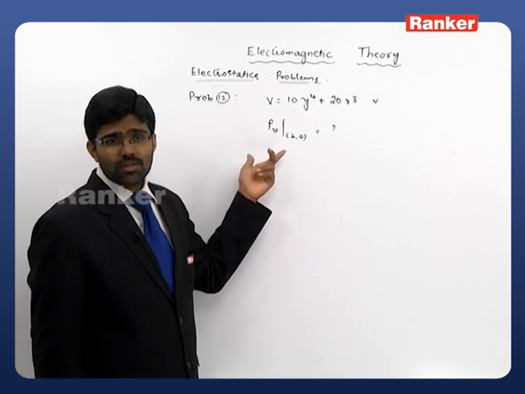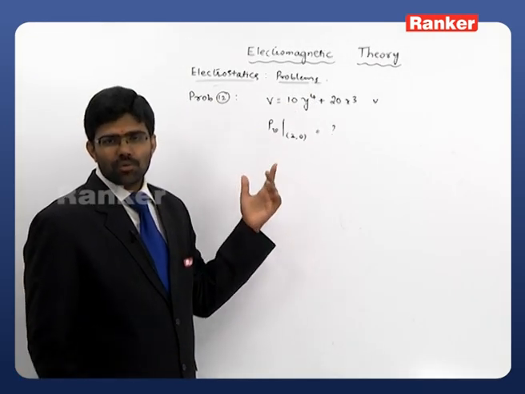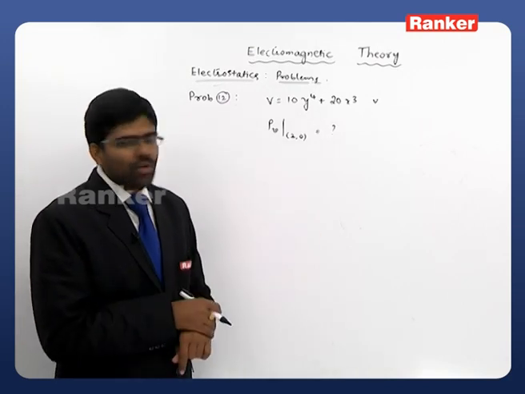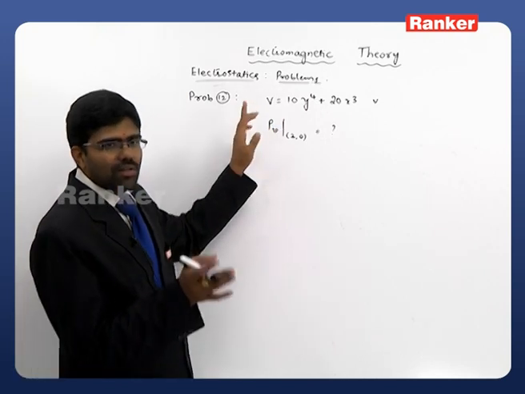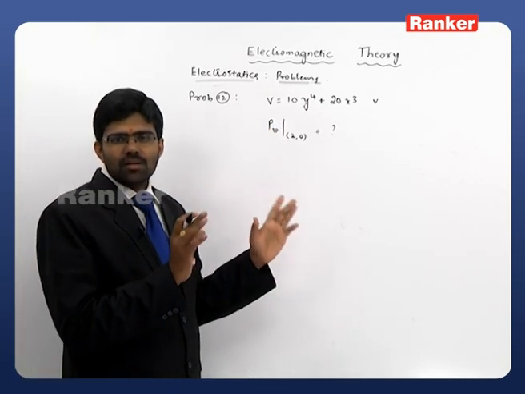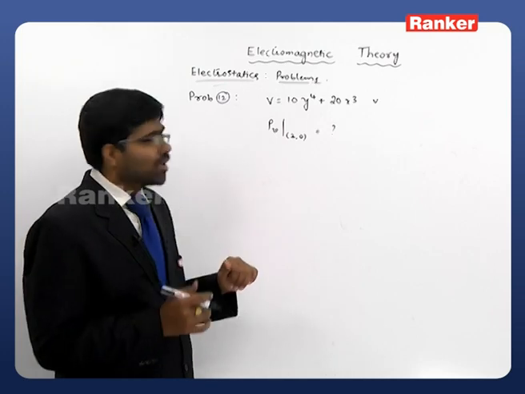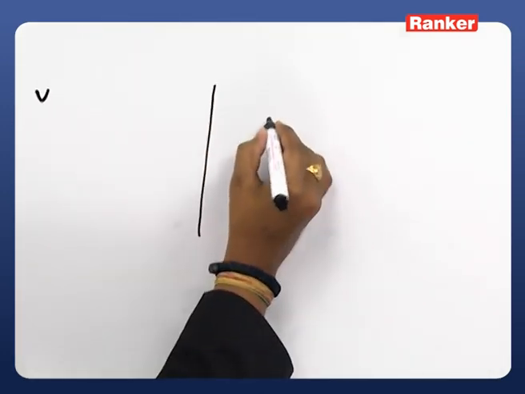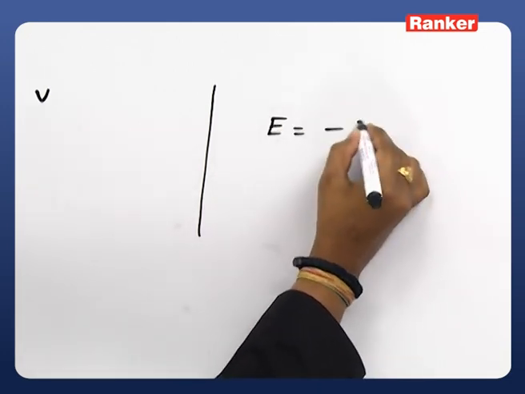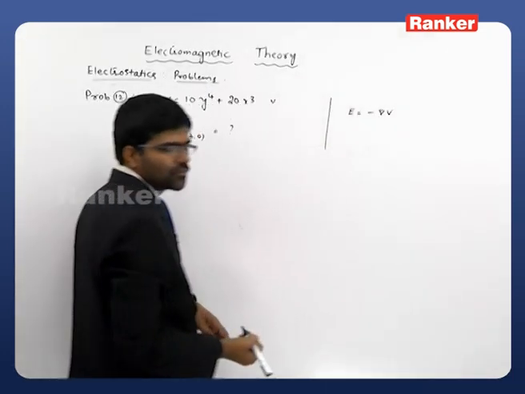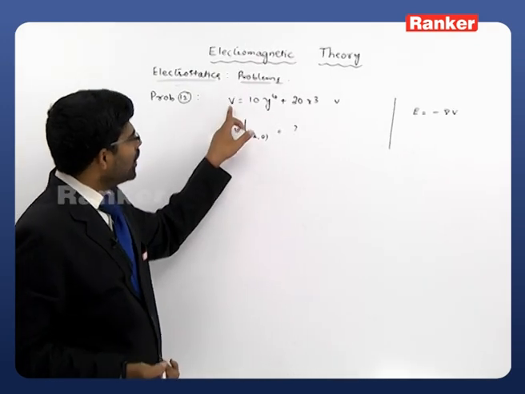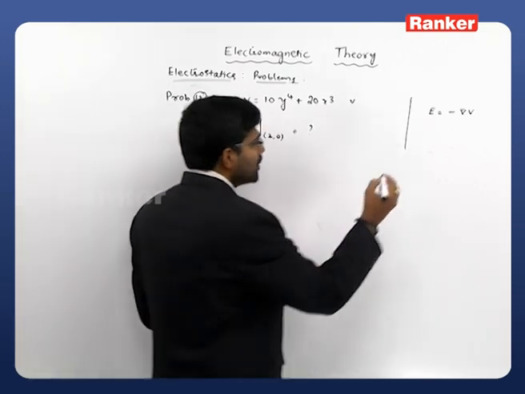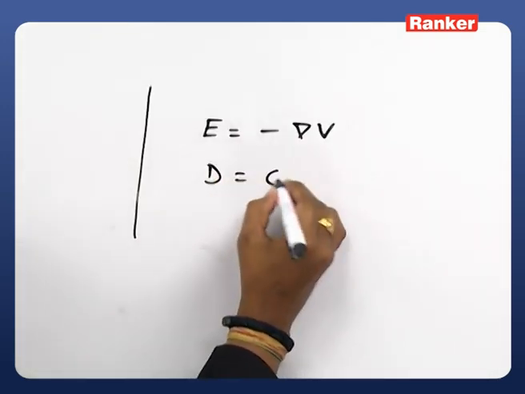How do we obtain the volume charge density from the potential? First we have to try to correlate them with the equations we have had earlier. For that, try to relate V with E, E with D, D with rho v. That may be a little more convenient. How to relate V with E? Already we know the electric field intensity E is equal to minus gradient of V. That's the relation between E and V. Now E can be related with D, as D is equal to epsilon naught E.